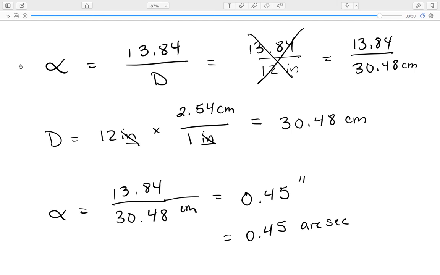So that's how you do the two main calculations in this lab activity. You'll do them for different sizes, different diameters, but this gives you an idea of how to go through and do these calculations properly.